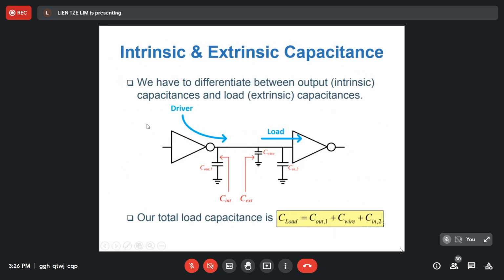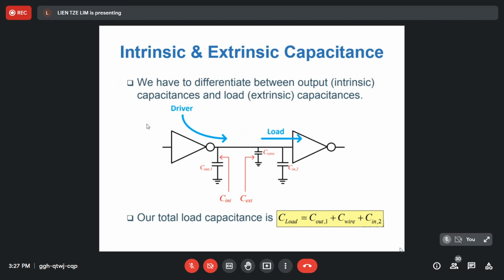Now is intrinsic and extrinsic capacitance. Just now we only mentioned input and output capacitance, gate capacitance, and junction capacitance. If you understand them, then you know which one is input and which one is output. Now is intrinsic and extrinsic capacitance. This will cover the output capacitance and input capacitance.